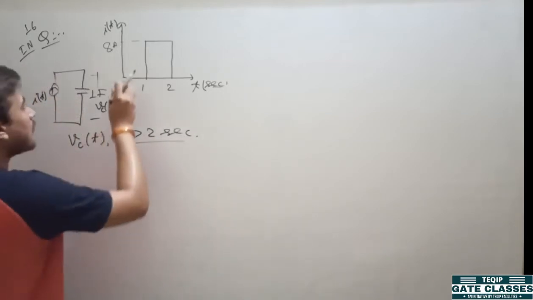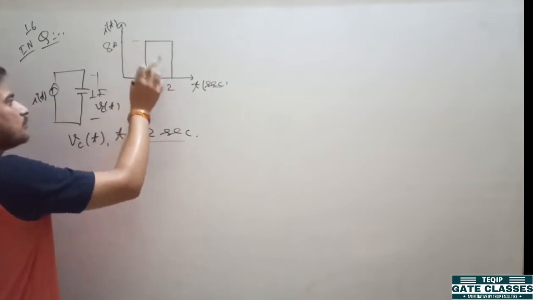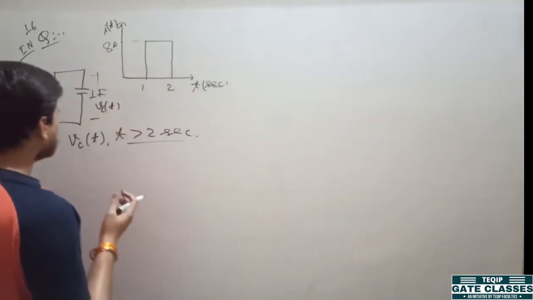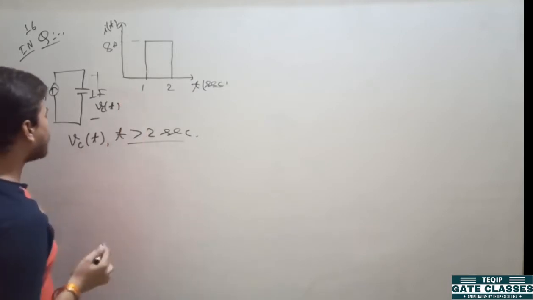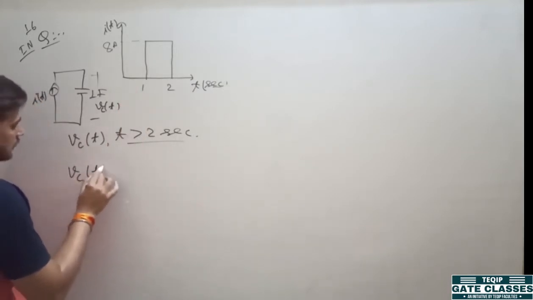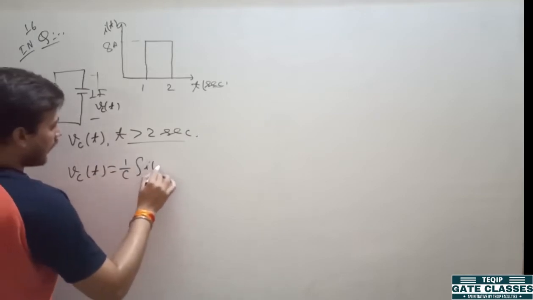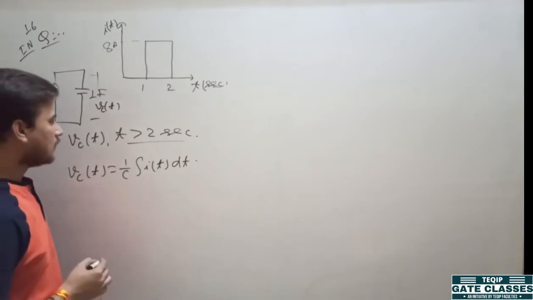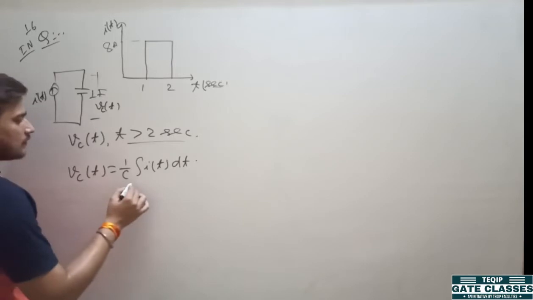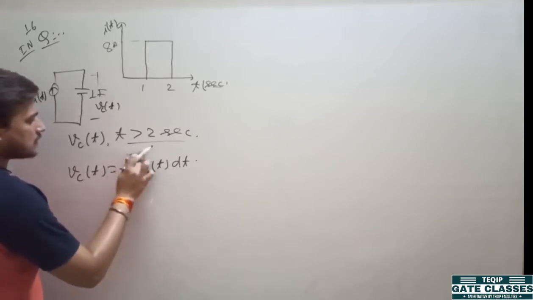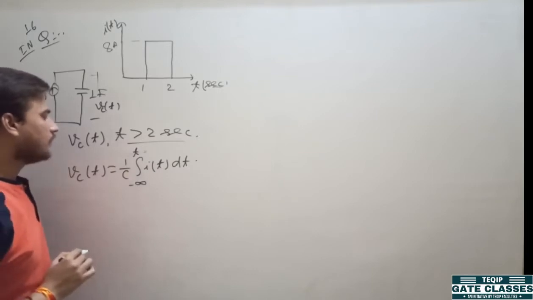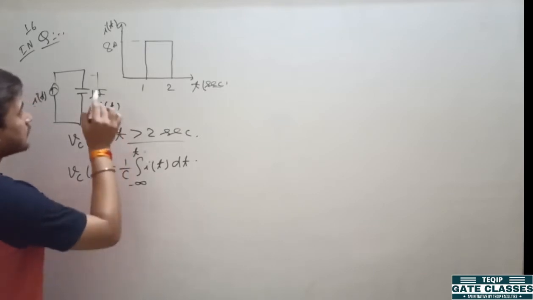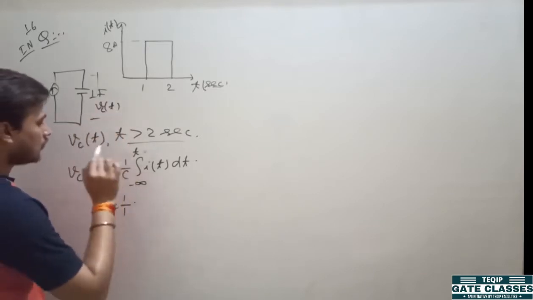So here current is how much? Current is 8 ampere from time 1 to 2 seconds. So if you write the expression for voltage across capacitor VCT, it will equal to how much? 1 by C into integral of IT dt. Clear? So now what will be the integration limit? It will be minus infinity to t, where t is greater than 2 seconds. So let us see. 1 by C, C is 1 farad, so 1 by 1 into current IT.